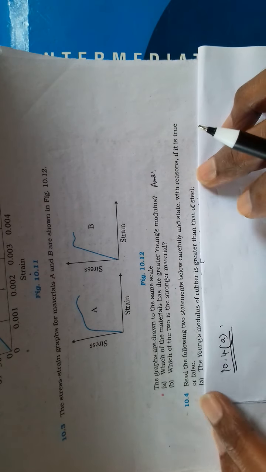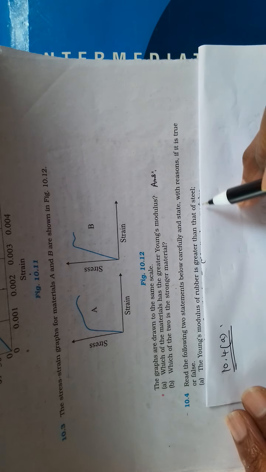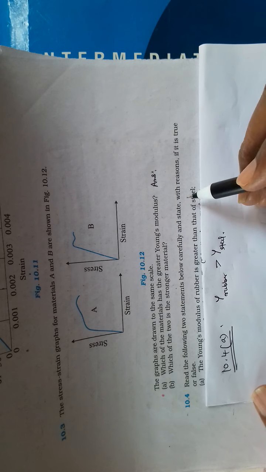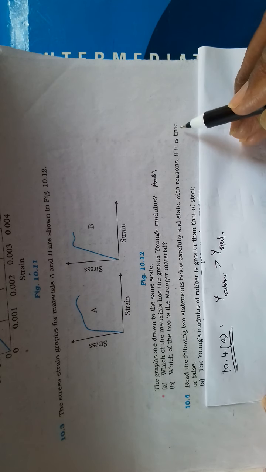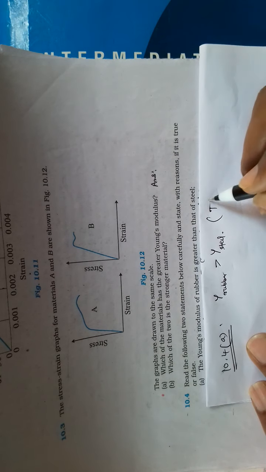There is a question. The Young's modulus of rubber is greater than that of steel. So, Y of rubber is greater than Y of steel. Read the following two statements below carefully and state with reasons if it is true or false. See, this is a true false type question, whether it is true or false, and you have to give the reason also. Okay, now let us see.